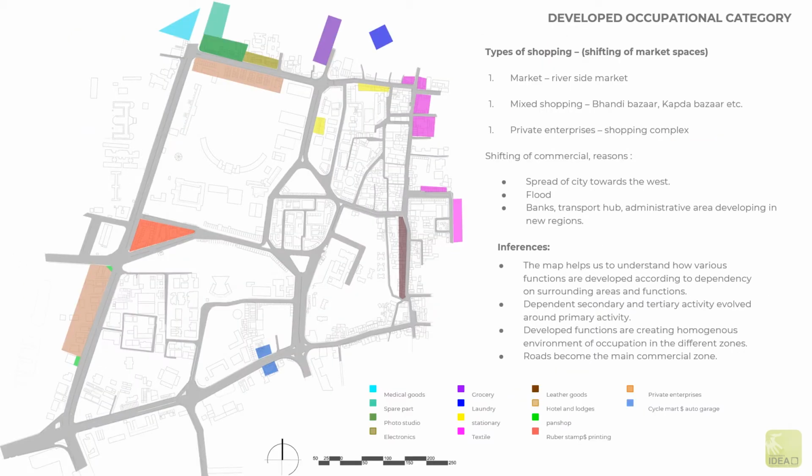The map displays the developed occupational categories along the side. Each category is developed in zones according to functional interdependency, that is primary, secondary, and tertiary. From riverside to market spaces to private enterprises, there is a shift of commercial activities from the old core to the new city.